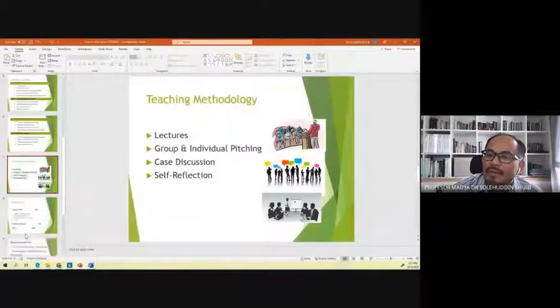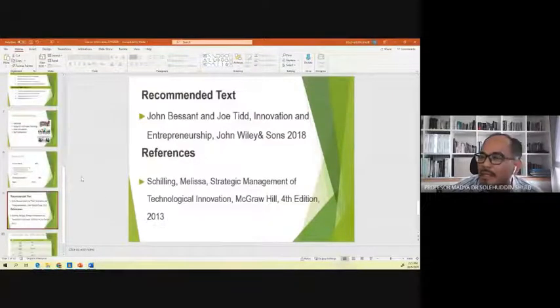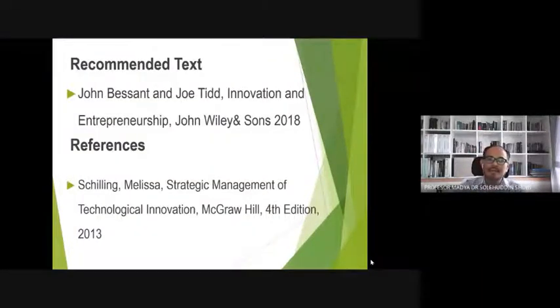For the textbook, this is the recommended textbook that I'm using now, which is by John Bessant and Joe Tidd. The title of the book is Innovation and Entrepreneurship, Wiley, 2018. Another reference is Professor Melissa Schilling. The title of her book is Strategic Management of Technological Innovation.